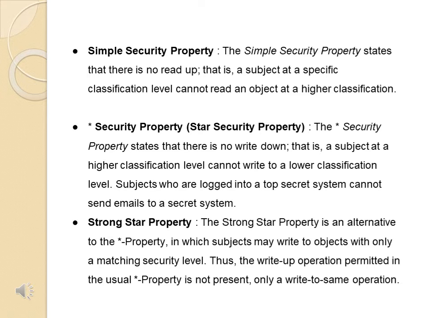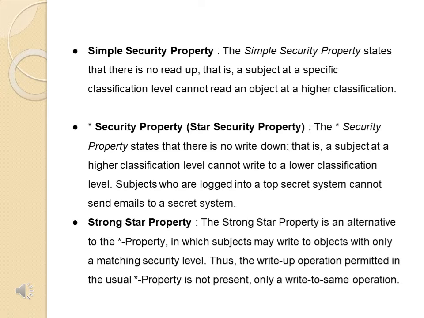Second is the star security property. The star security property states that there is no write down, that is, a subject at a higher classification cannot write to a lower classification. This means a subject who is logged into a top secret system cannot send email to a secret system, which is lower.